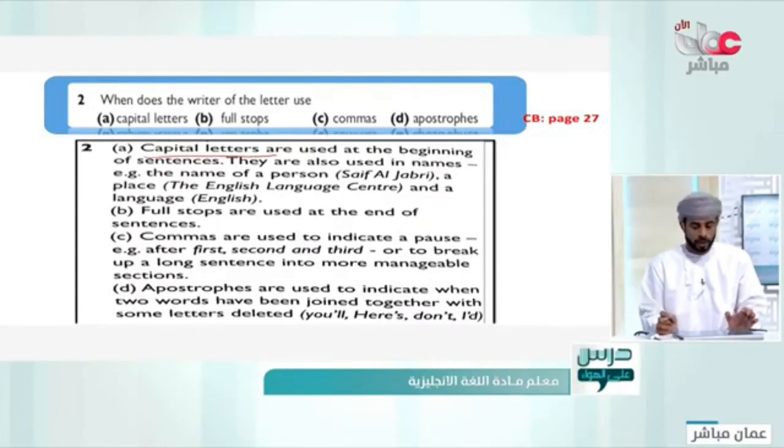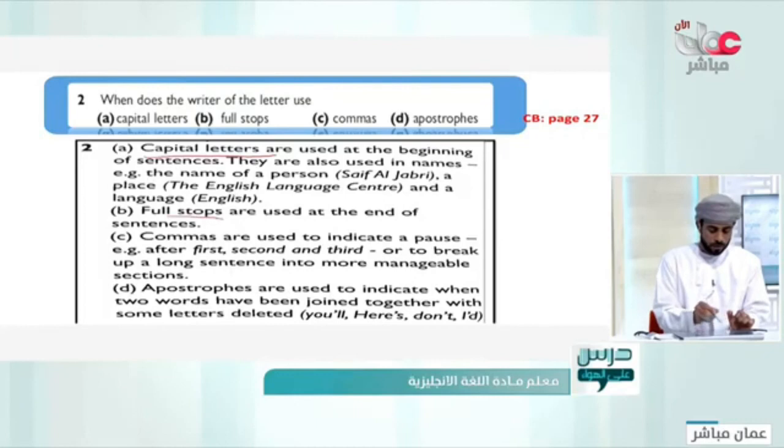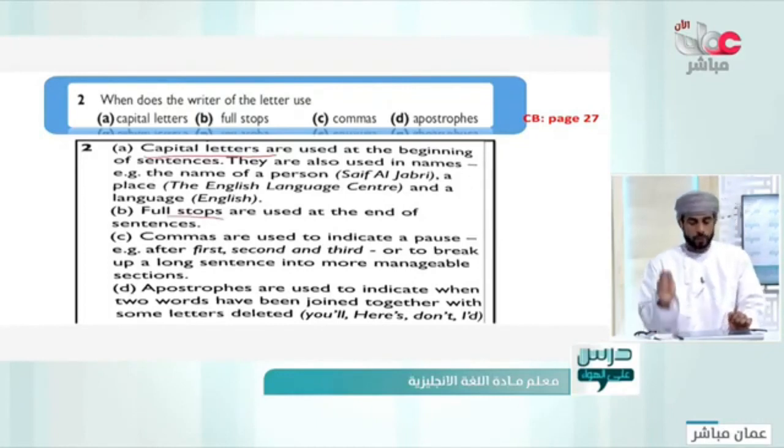So we said capital letters are used at the beginning of each sentence, at the beginning of names, names of languages also, and places. B, full stops. Full stops, that dot that is used at the end of each sentence. So we use them at the end of sentences. When you finish a sentence, please put a full stop to show the reader that you have finished the idea you are talking about.